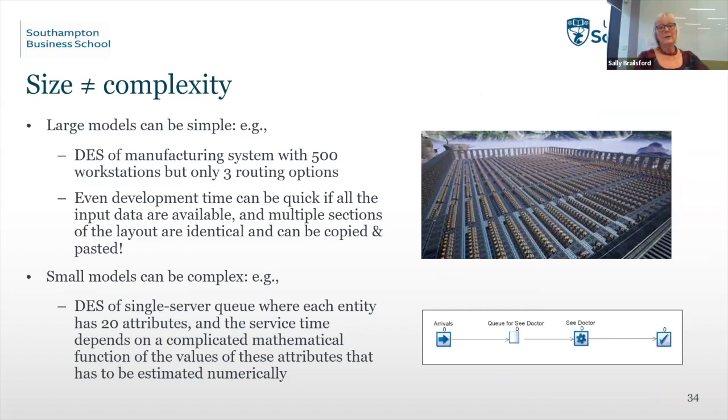So let's say this manufacturing system can be enormous, but if the actual routing of product through it is the same, then actually it's a really simple model. Whereas you can have a tiny model, a tiny single server queuing model, but if each entity has a large number of attributes which all combine in a particularly complex way that you can't solve analytically to work out the processing time, then actually there's a whole load of complexity hidden in what on the face of it looks like a really simple model.